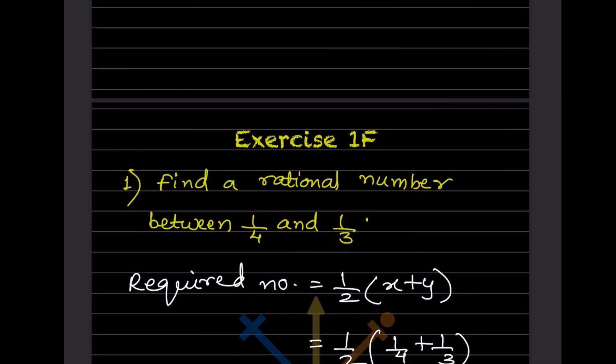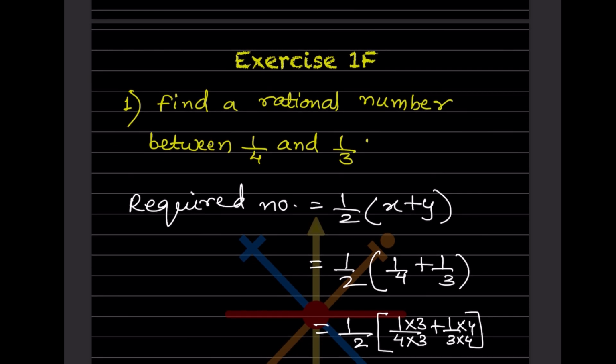So let us see exercise 1F. Here it's given: find a rational number between 1 by 4 and 1 by 3. Whenever we have such type of questions, the first thing we have to do is remember this formula. The required number is half. We can consider this is x and this is y. So we have to remember this formula.